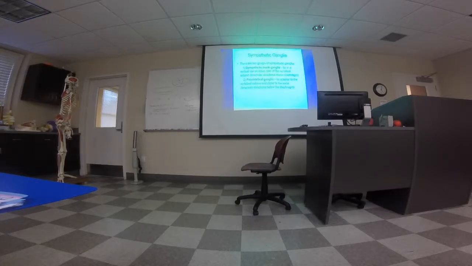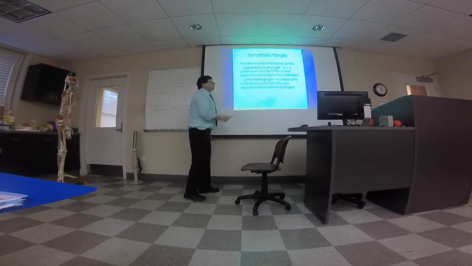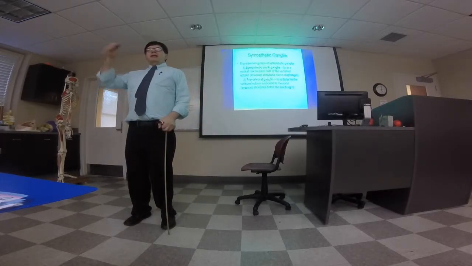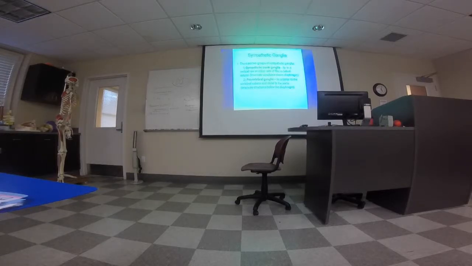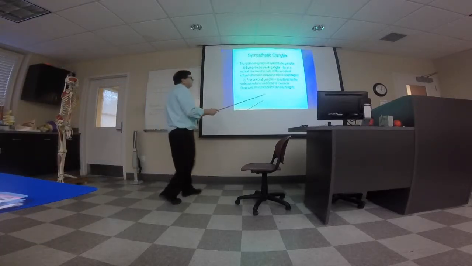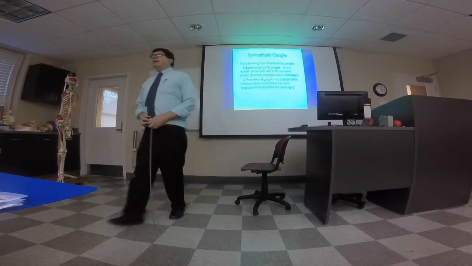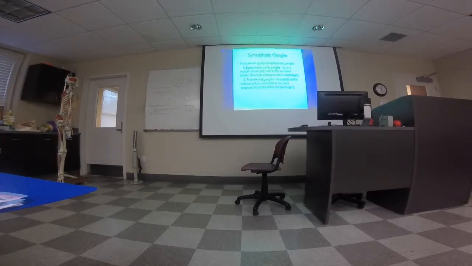Now, a preganglionic neuron is going to synapse within a sympathetic trunk ganglion if the organ to be innervated is located above the diaphragm, like the heart or the lungs. On the other hand, if the organ to be innervated is located below the diaphragm, then the sympathetic preganglionic neuron is going to synapse with one of 3 prevertebral ganglia, located in close proximity to the aorta.